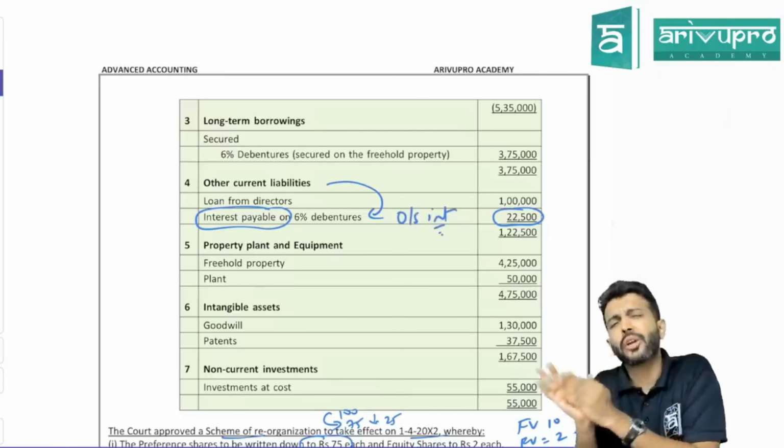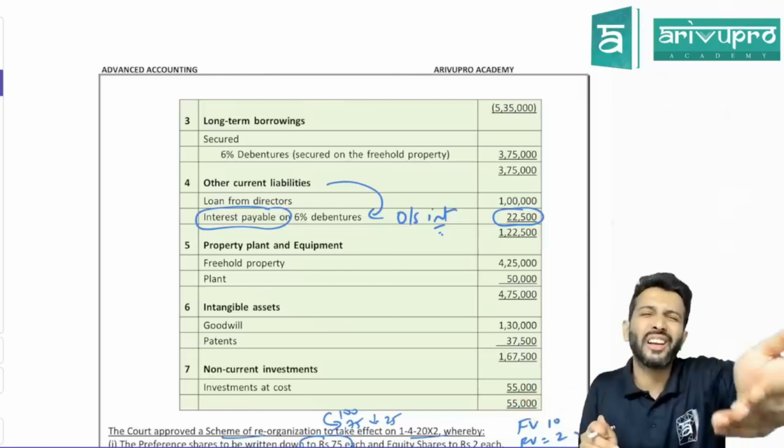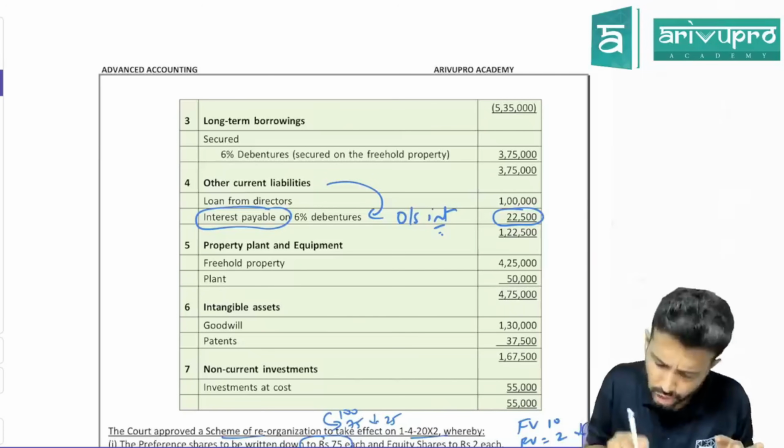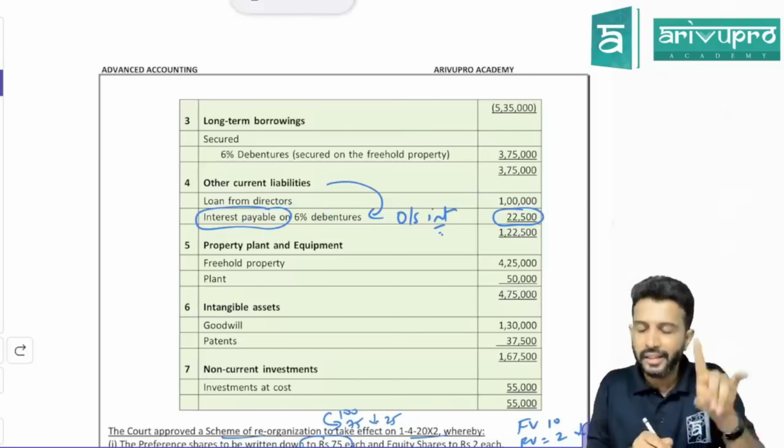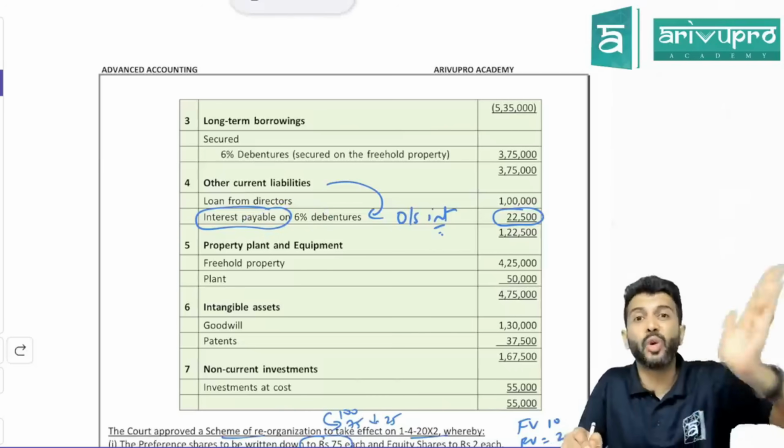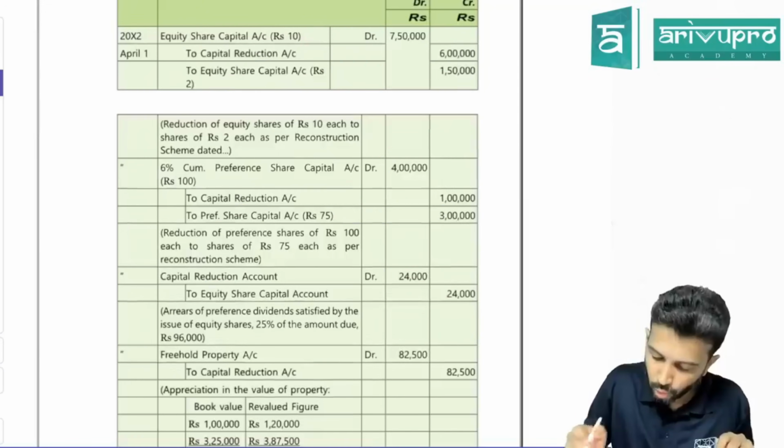Is it sacrificed or settled? Settled. What's the journal entry? Outstanding debenture interest, or use the same name. What name are they saying? Interest payable on 6% debentures account debit to bank account 22,500.